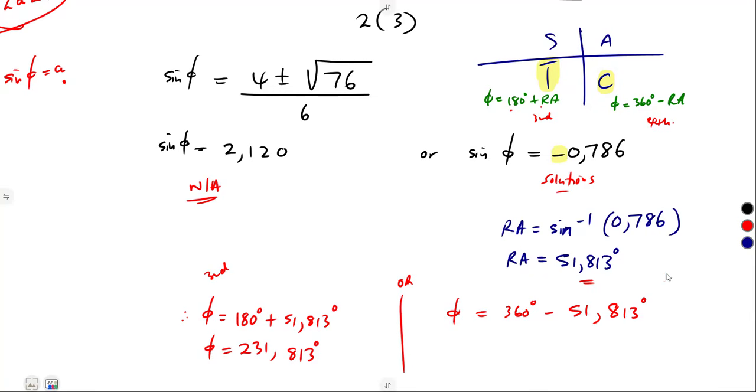51.813 degrees. So that's from our fourth quadrant. You're going to have the angle phi in that case, which was 308.187 degrees. So that is basically what you are going to have at the end if you are to consider your simplification from what you're given.